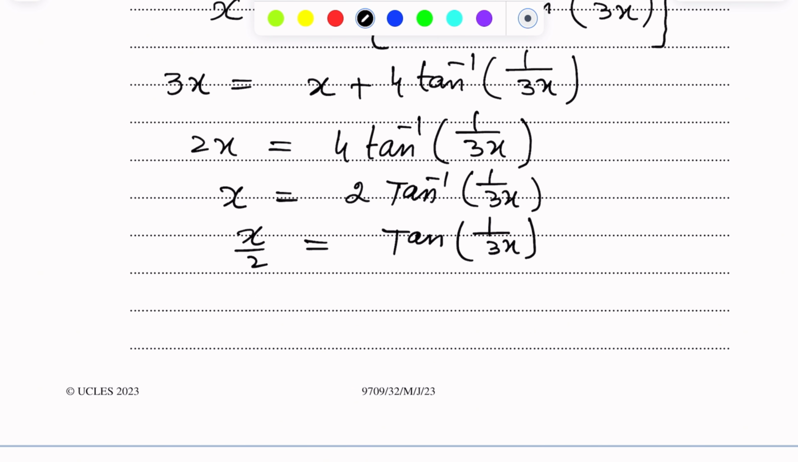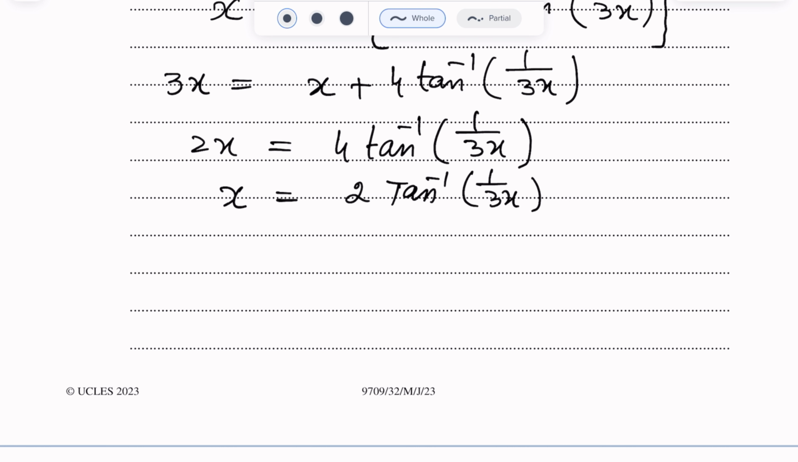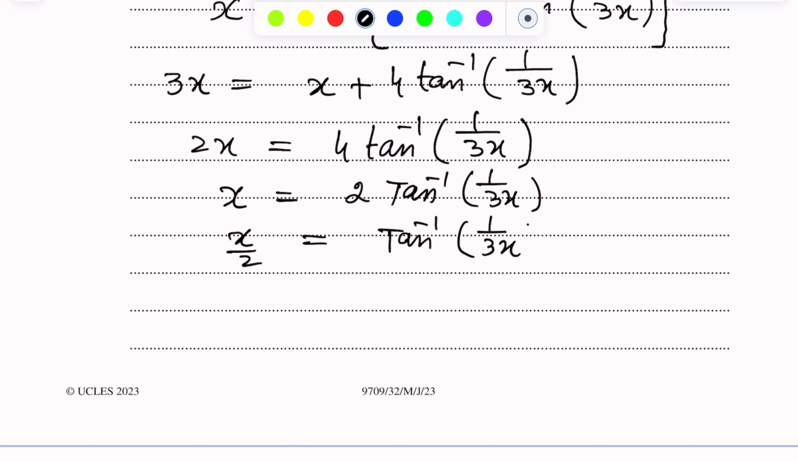So taking reciprocal, first of all, we have x is equal to 2 tan inverse 1 over 3x, so x over 2 is equal to tan inverse 1 over 3x.